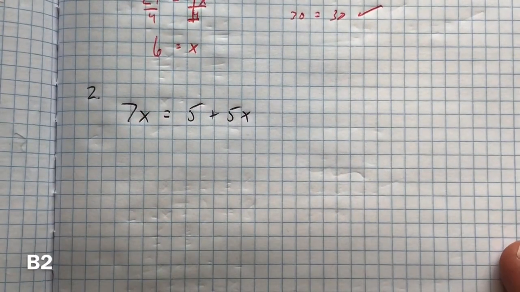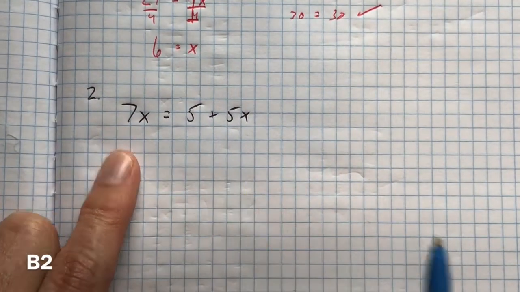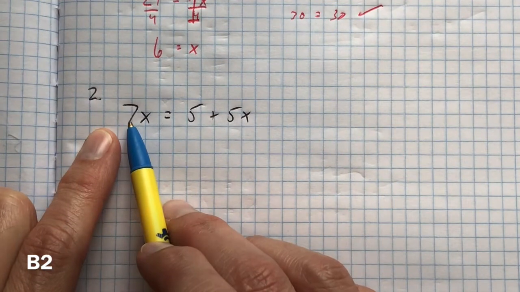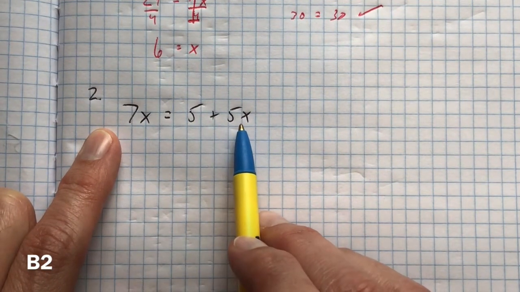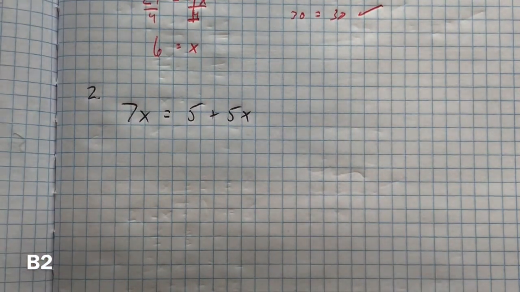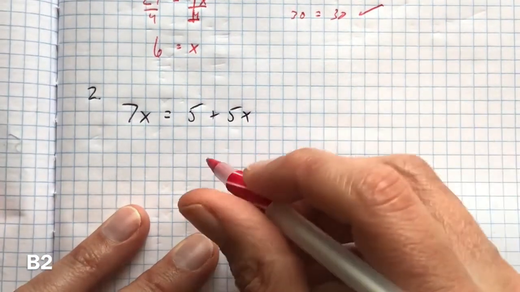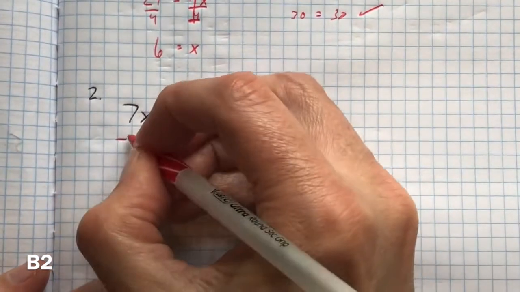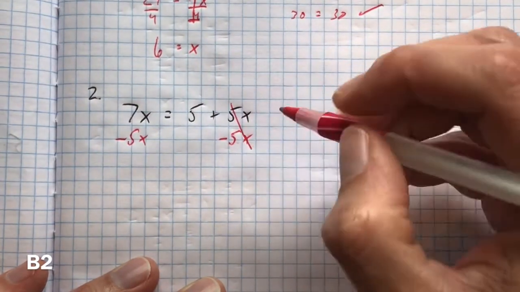All right, here we go. Number 2. 7x equals 5 plus 5x. Now in this case, remember this would be symbolic of 7 pouches. This would be 5 coins, and this would be 5 pouches. So we don't have any coins to move, but we do have pouches to move. So now what we're going to do, remember the lower number we take from both sides, so minus 5x and minus 5x. This would be gone.